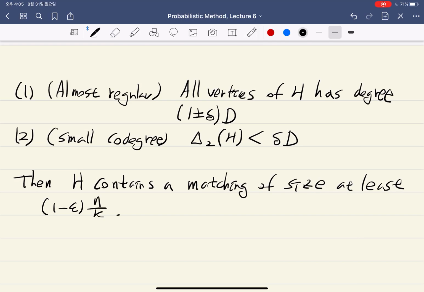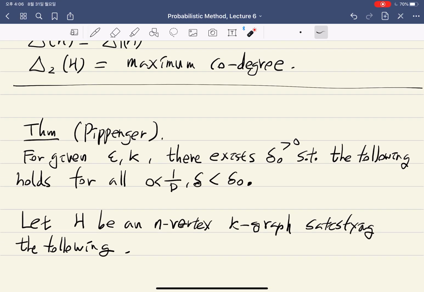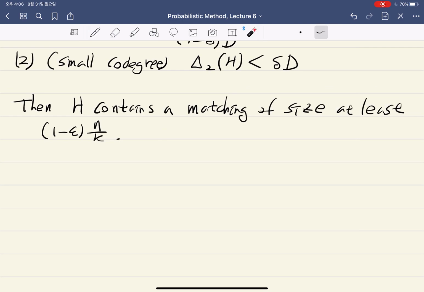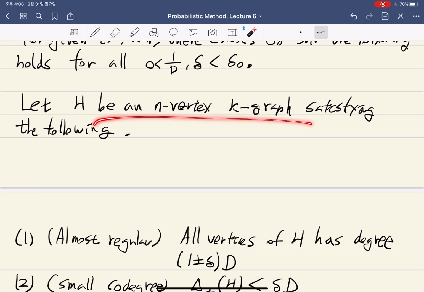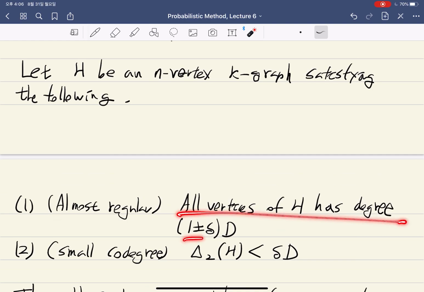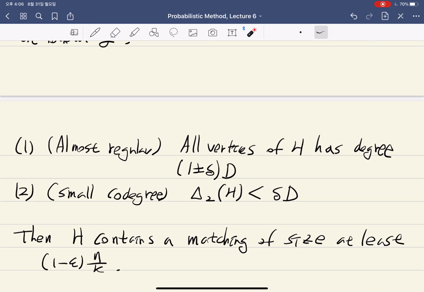So there are n vertices, and each hyperedge has size k. If we have a perfect matching covering as much as possible, then the size is n over k, depending on whether k divides n or not, but more or less n over k. What this says is that epsilon is an arbitrary number which we choose. We're given epsilon positive and k an integer. So we want to find an almost perfect matching as long as this hypergraph has the almost regular condition, that all vertices have a degree more or less D. This delta is small, so its degree is very close to D. And small co-degree means that every pair does not have many edges containing it.